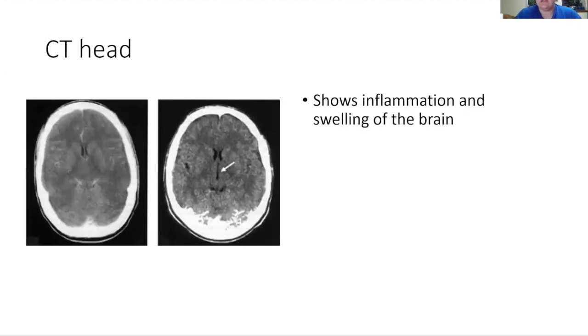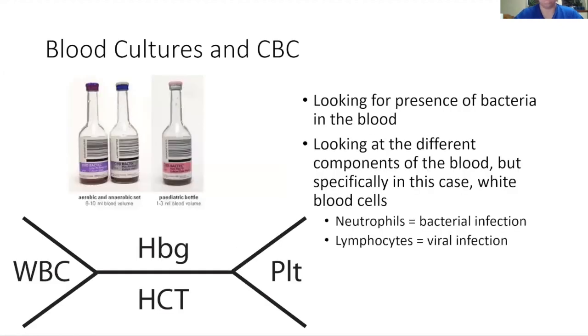So a CT head will show any apparent swelling or inflammation going on. As you can see over here, there's the difference in the brains, which is kind of classic for meningitis specifically. So another thing that can be ordered are blood cultures and a CBC, or a complete blood count.